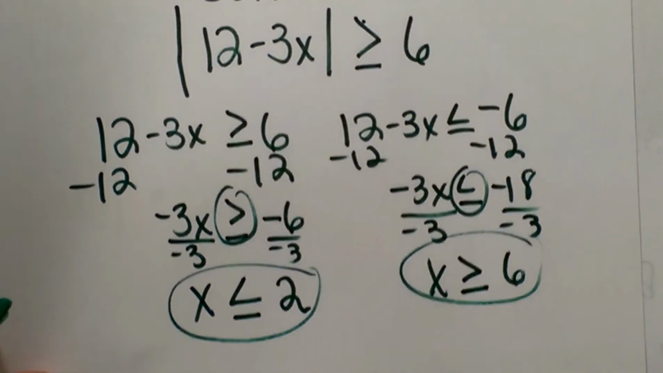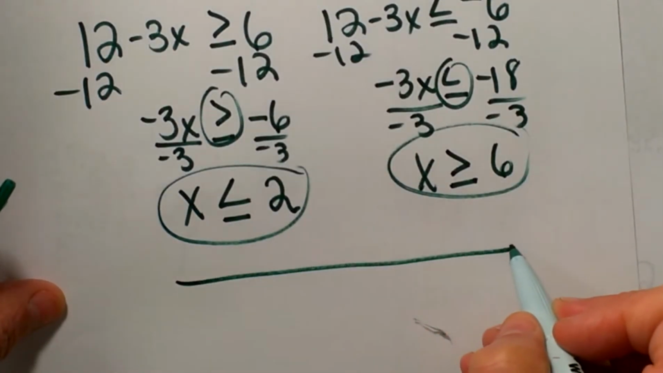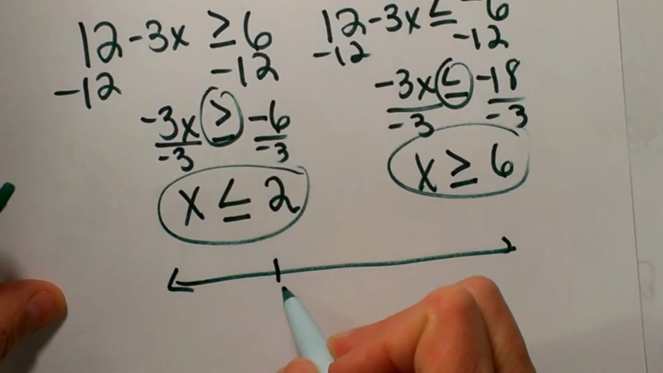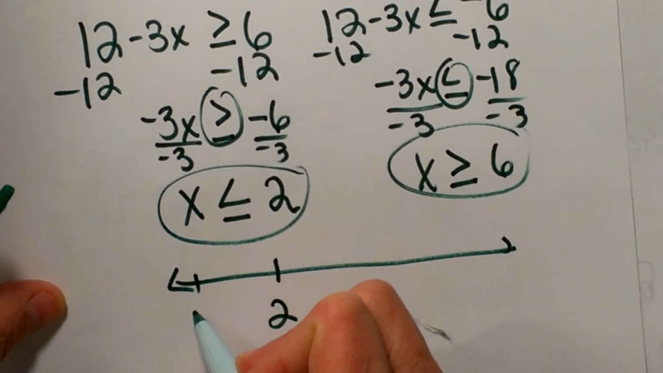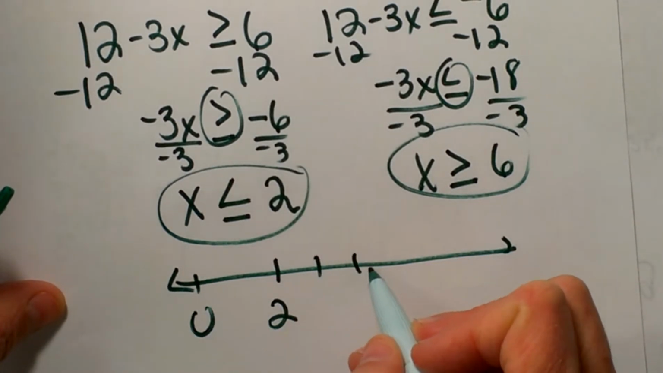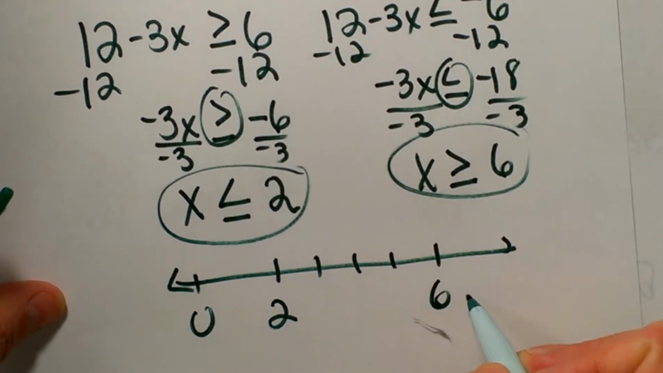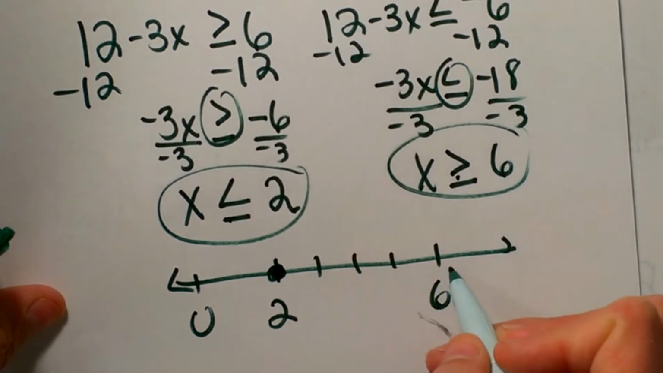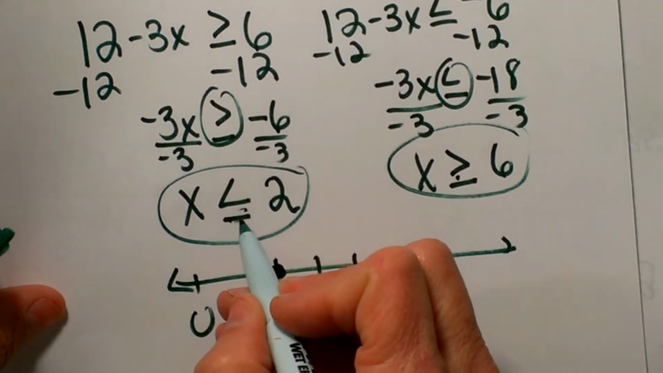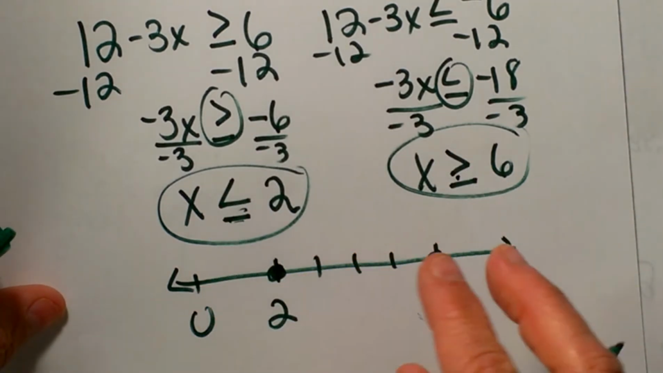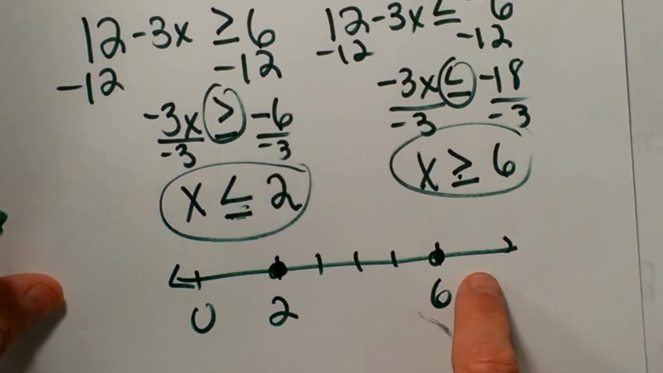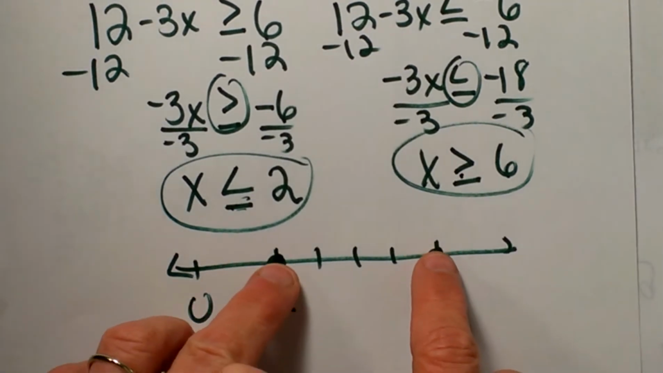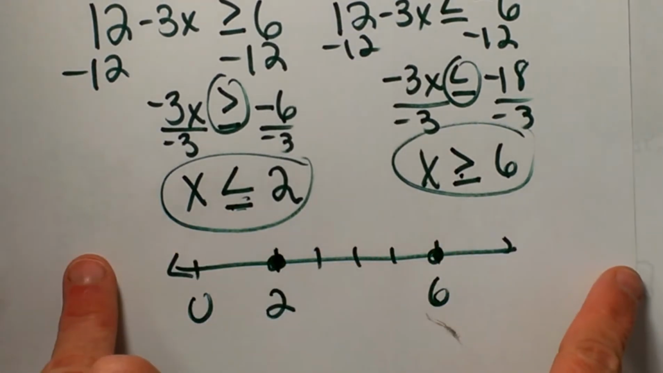Okay, so let's look at these two cases on a number line. Okay, we're looking at a 2. So there's 0 over here, 3, 4, 5, here's 6. I know that I've got to have solid dots at both 2 and 6 because it's less than or equal to and greater than or equal to. So when it's equal to, you include the endpoints. And now we have to decide, are we shading between these two or away?